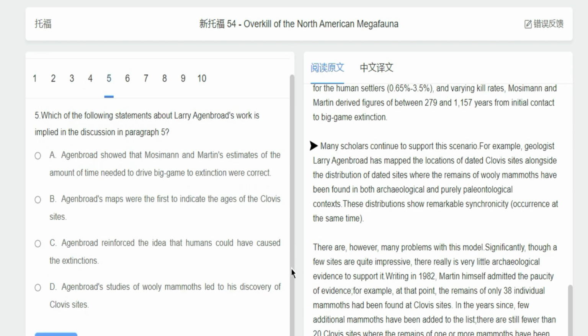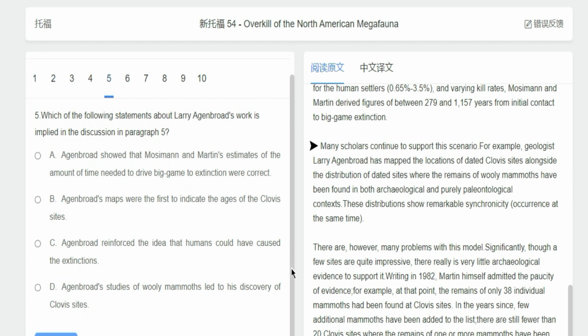Number 5. The paragraph begins with, many scholars continue to support the scenario, and Egenbrod is an example of the supporters. So what did Egenbrod do? He mapped the Clovis sites and the Mammoth sites and found that the two occurred at the same time. This fact confirms the overkill hypothesis. A is no, B is no.